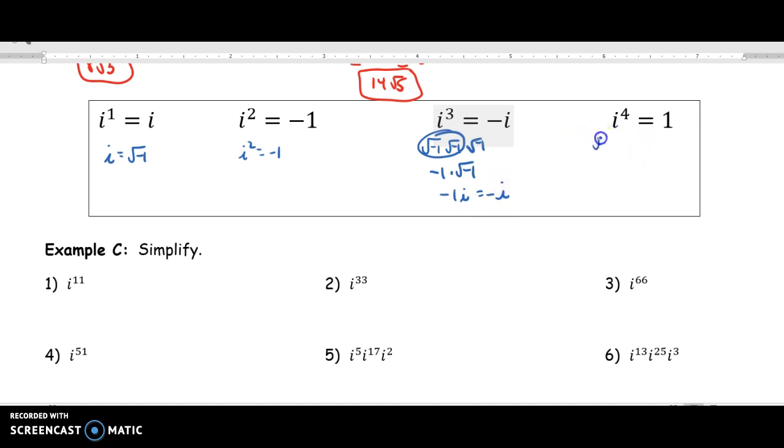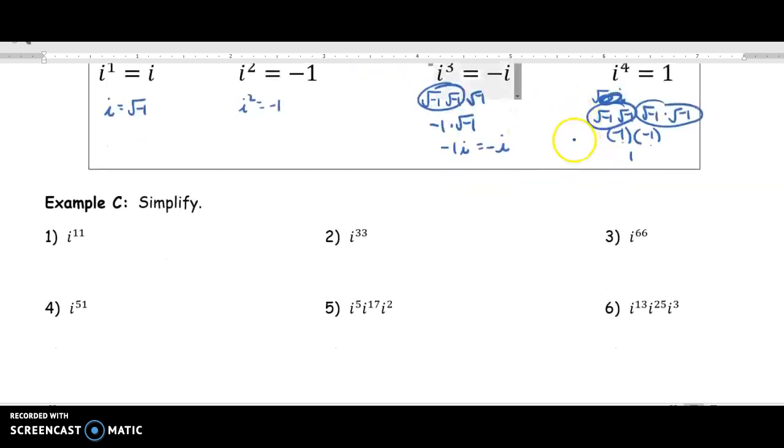And i to the fourth, when we multiply these all out, root negative 1 times root negative 1 times root negative 1 times root negative 1, you should know that this gives you negative 1 times negative 1, which is 1.